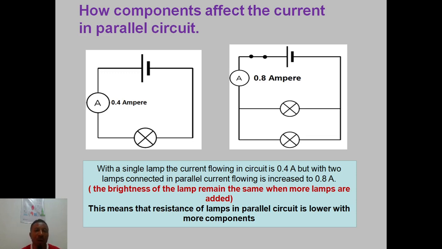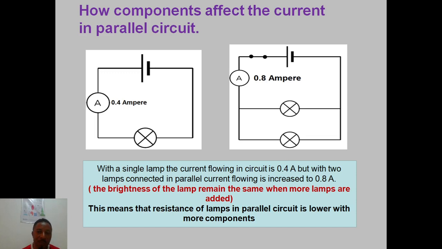Now, for a parallel arrangement, let's look at what is going to happen: how components affect current in the parallel circuit. With a single lamp, the current flow in a circuit is 0.4 amps, but with 2 lamps connected in parallel, current flowing is increased to 0.8 amps. How is it possible for the current to be increased from 0.4 for a single lamp to 0.8 amps for 2 lamps?